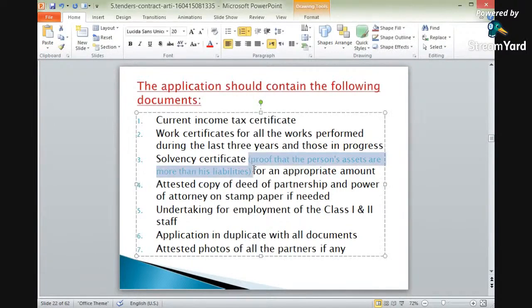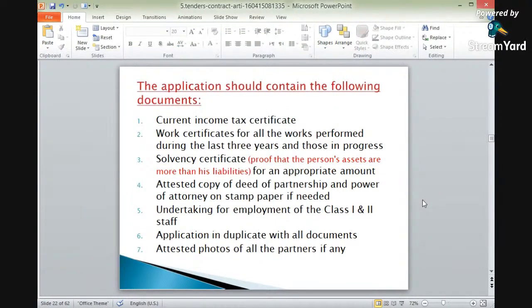Next is solvency certificates, which prove that the person's assets are more than his liability. Okay? So this proof certificate is also important. Solvency certificate is nothing but the proof that the person's assets are more than his liabilities. Okay? In the sense, for the amount of work which I am ready to carry out, that much amount is available with me in the form of assets. Such a certificate is also to be attached. That certificate is nothing but the solvency certificate, for an appropriate amount.